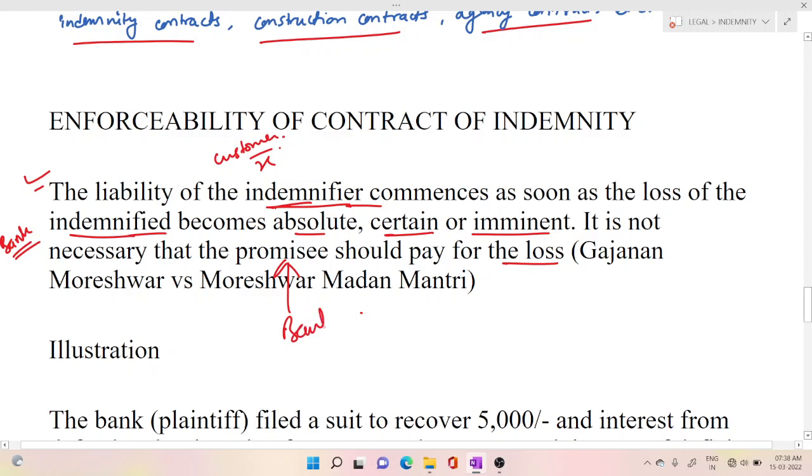Here the promisee is the bank. This is saying that it is not necessary that the bank would pay for the loss if the third party claims for that fixed deposit account. In our example, if a third party claims for that fixed deposit account, it is not necessary that the bank should pay for that loss. Okay, the bank would claim against the customer, that is X.